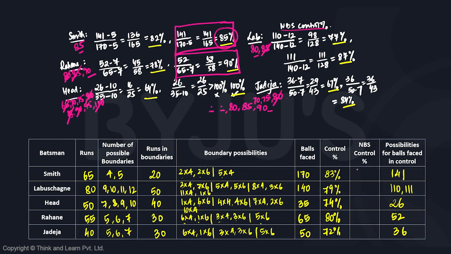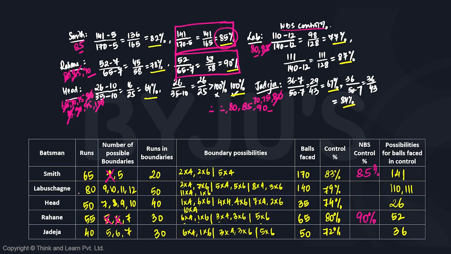for Smith, we are going to have 85%, and the number of possible boundaries is going to be 5 and not 4 for Smith. Similarly, for Rahane, it's going to be 90%, and the number of boundaries we will have is going to be 7 and not 5 or 6.